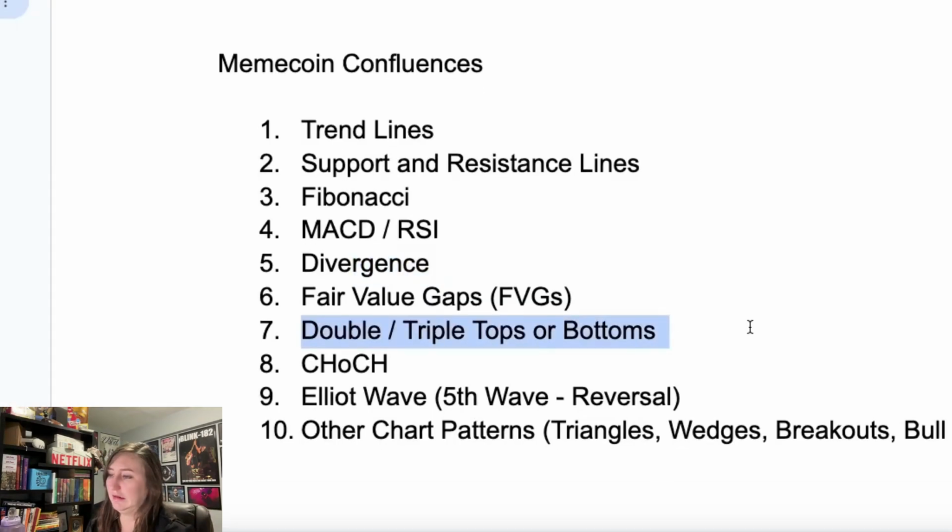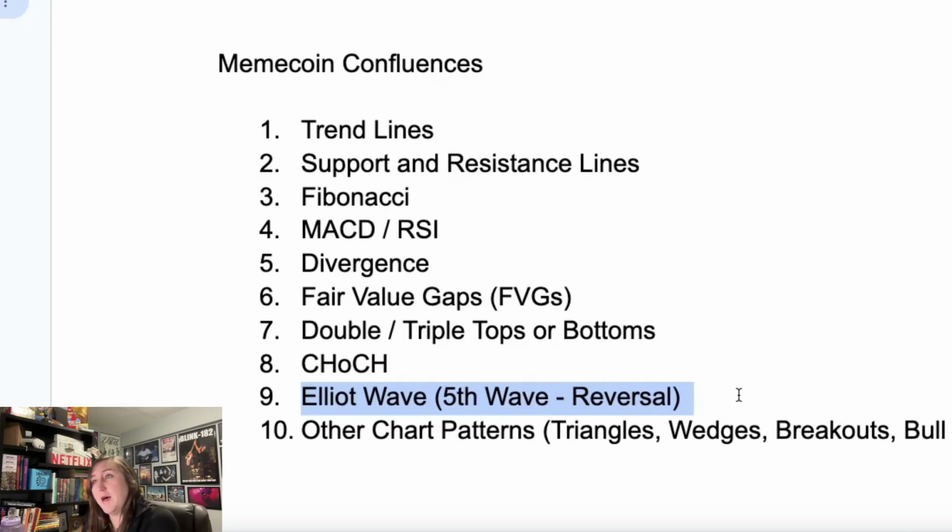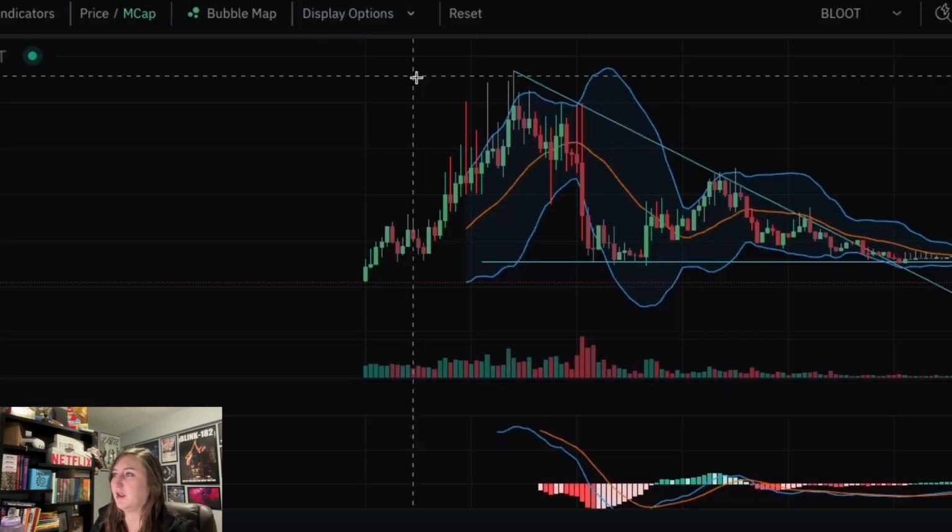Because this video is already so long, I do want to get more into double or triple tops, changes of character, Elliott wave. I've noticed on the first wave up, on like the 1 minute time frame, and then I move to the 5 minute, there is a huge Elliott wave. So it's usually like that first initial pump up, you'll see, right?